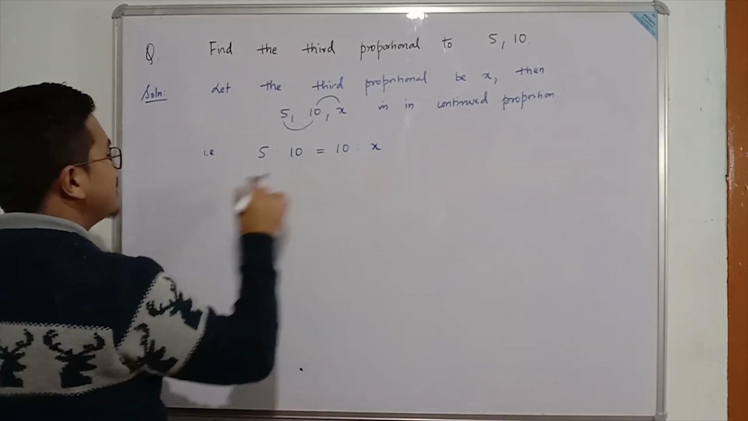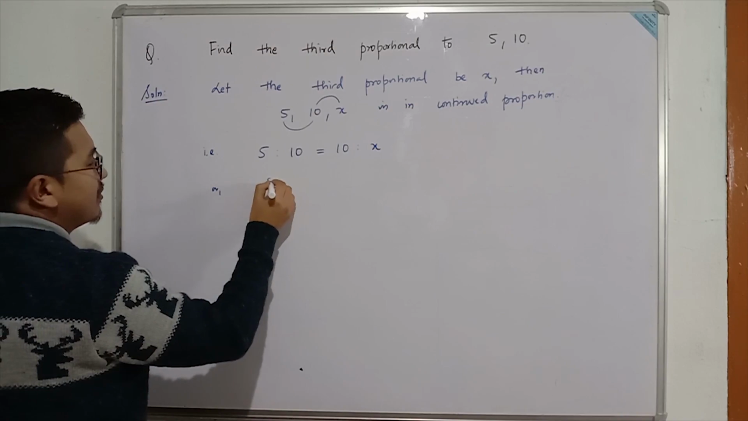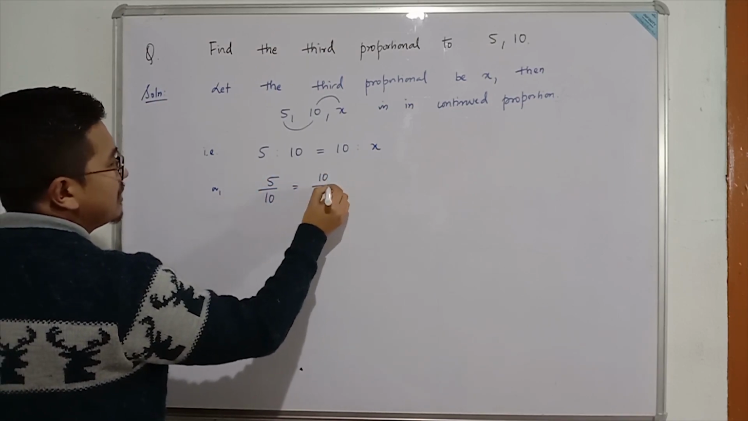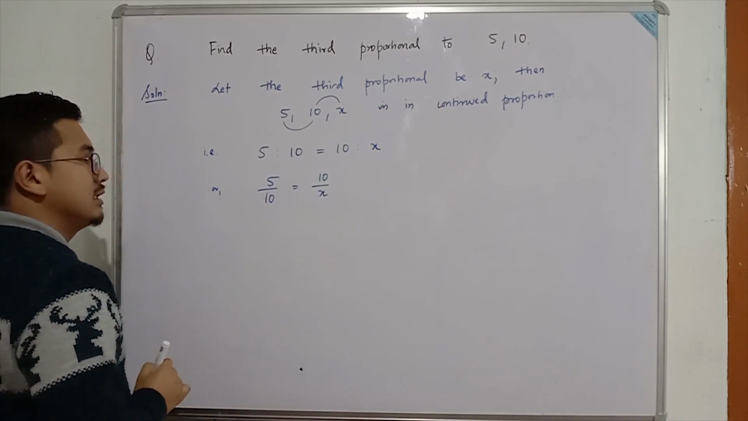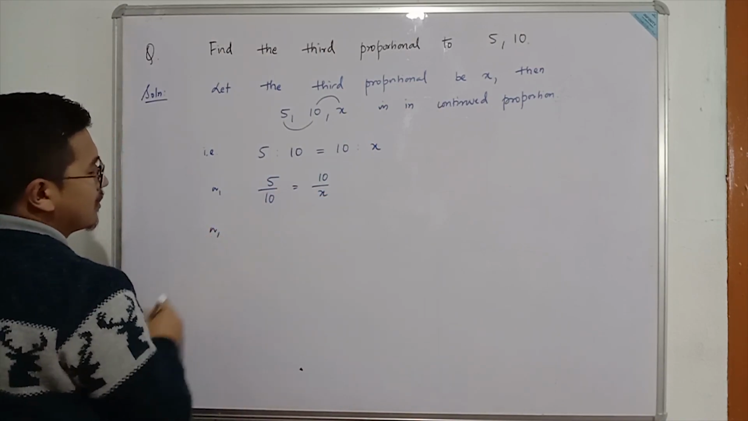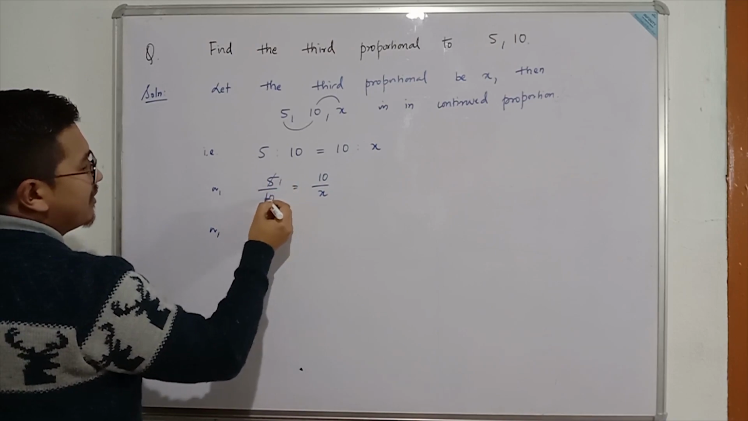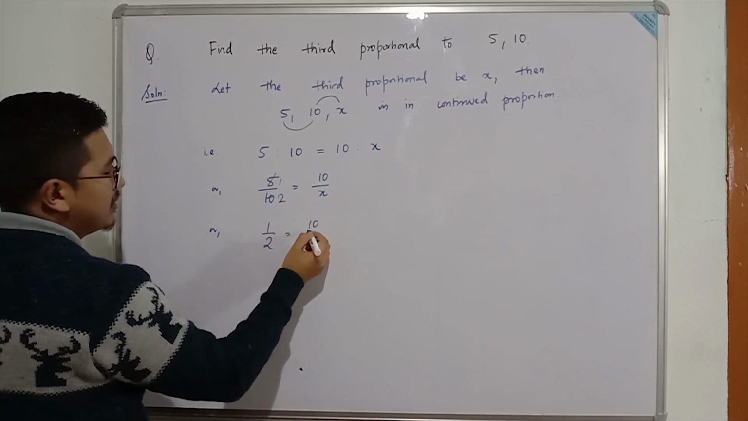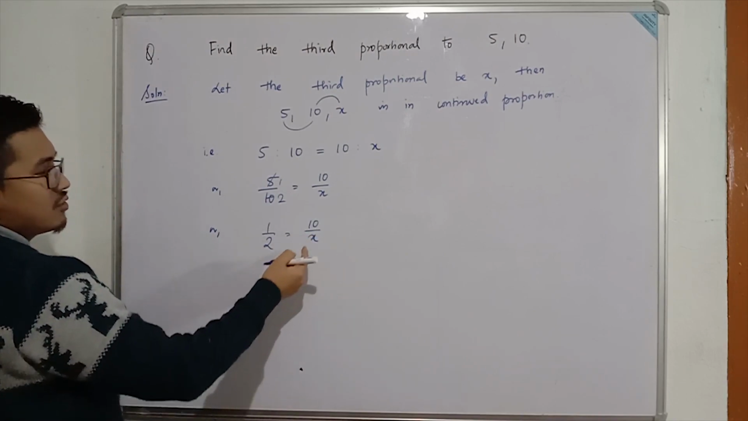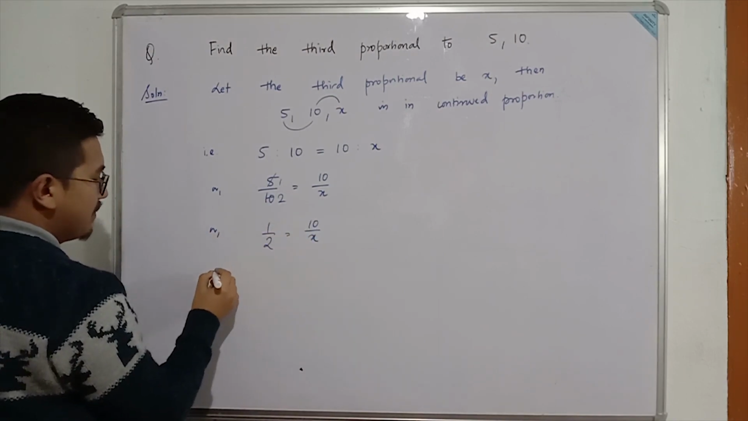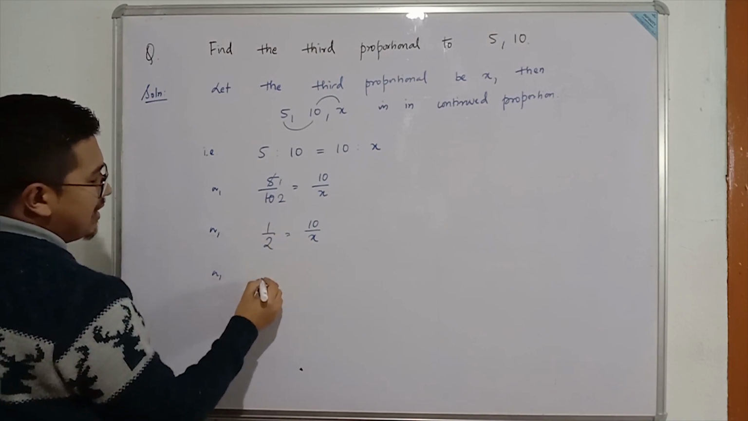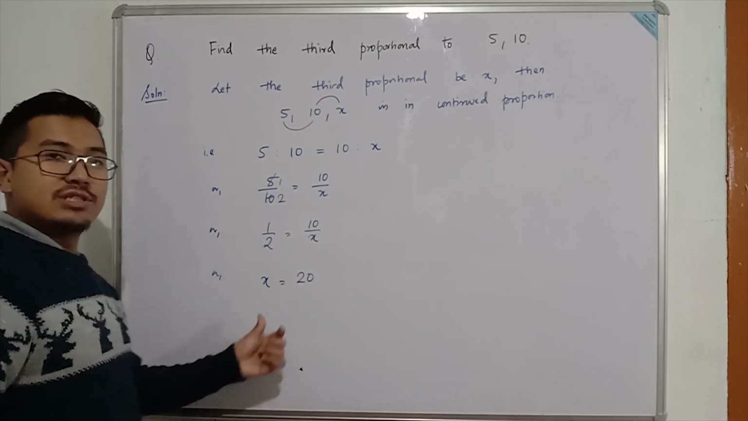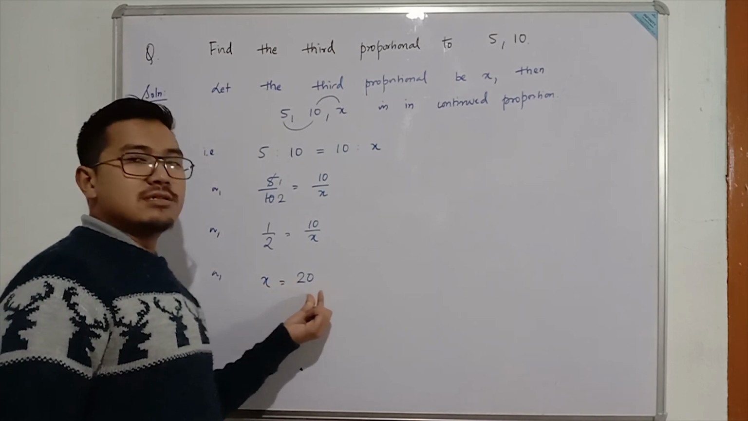So we'll convert this into fraction form. So we have 5 by 10 is equal to 10 by x. We'll cancel this: 5 ones are 5, 5 twos are 10, so we have half is equal to 10 by x. So we'll cross multiply. After cross multiplication, x into 1 is x and 2 into 10 is 20. So the value of x is 20.